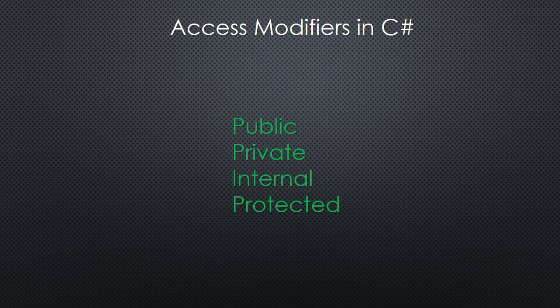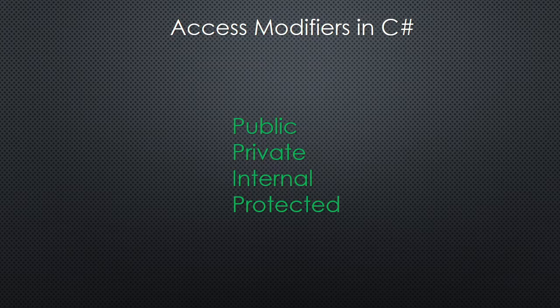What is the public, and what is the private, the internal, and the protected, and what are the differences between these access modifiers? First of all, the public. If you use the public keyword, this means whatever you are going to create will be accessed from anywhere. Anywhere means inside your project or from outside your project. If there is another project linked with your project, the external project can access anything public. We will see this in an example also.